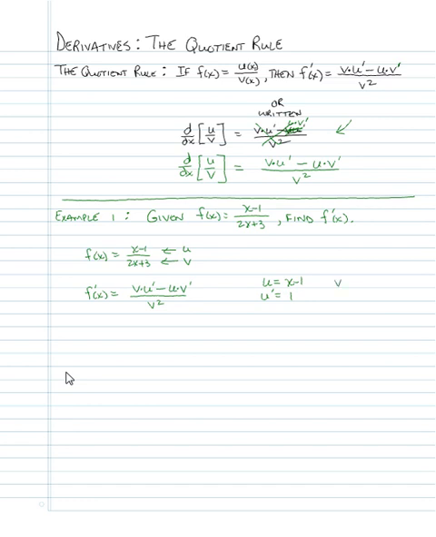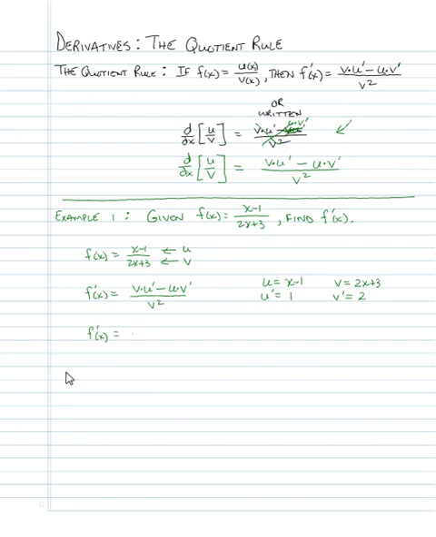And then we recognize that the v is the denominator. That's just 2x plus 3. And we know that for the formula, we have to know v prime, the derivative of v. Well, the derivative of 2x is just 2, and the derivative of 3 is 0. 2 plus 0 is 2, of course. And so now we're ready to do our substitutions.